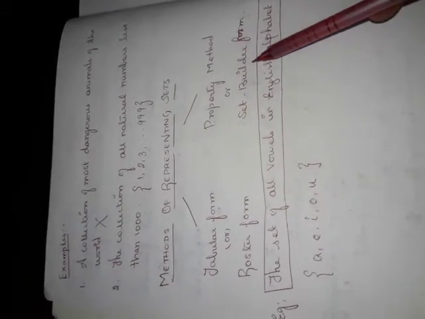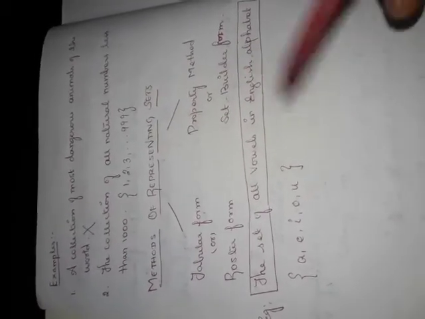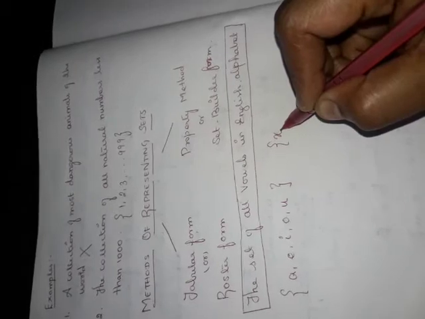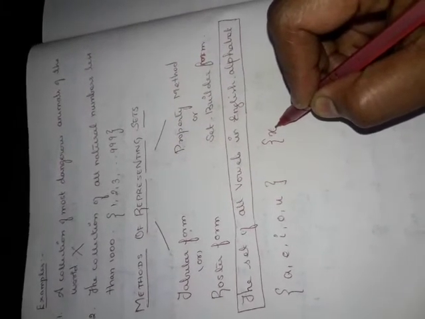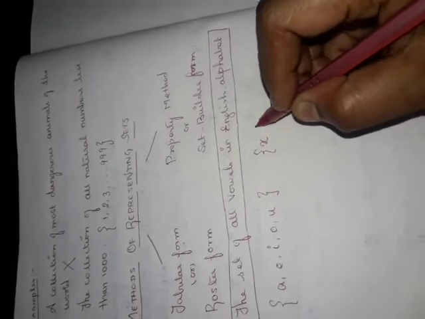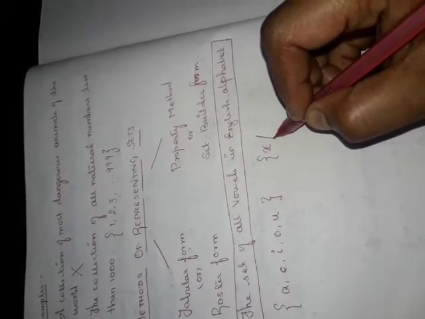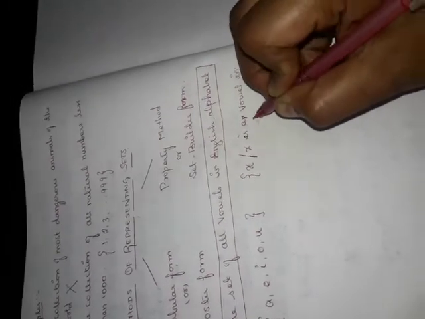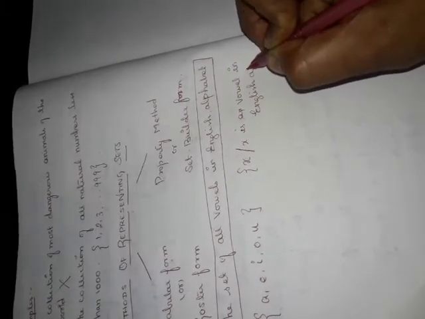Now then, how can we express using set builder form? There is a method. Here also you should always start with the flower braces, and we are going to denote it with a variable, say x. For all the examples, we will write x as a common variable. So set of all x, such that, we will call this oblique sign as such that, x is a vowel in English alphabet.